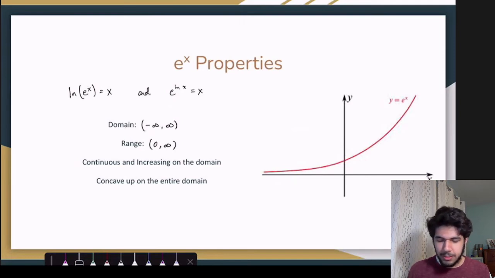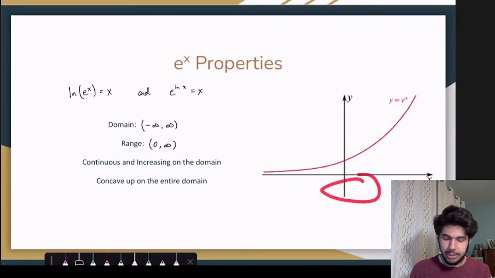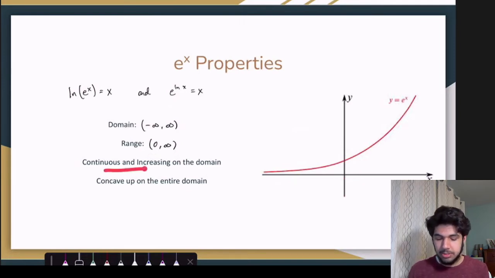So the domain of the function is negative infinity to infinity. The range is 0 to infinity, so it's never negative. It's continuous and increasing on the domain, so it's never decreasing. So you can start to think about what the first derivative of the function tells us. And then it's concave up on the entire domain, so that gives us some indication about the second derivative.